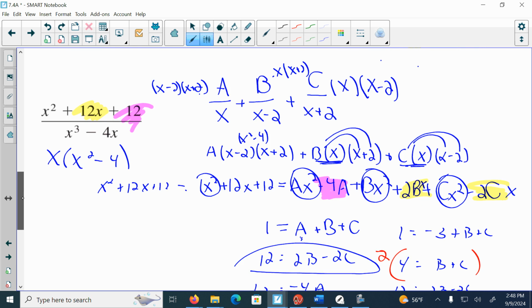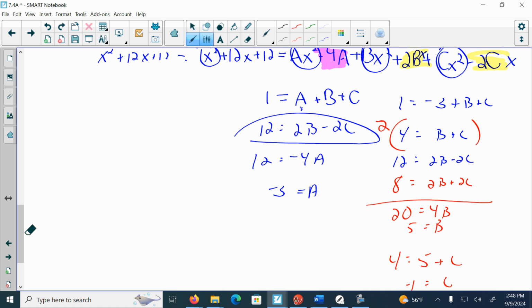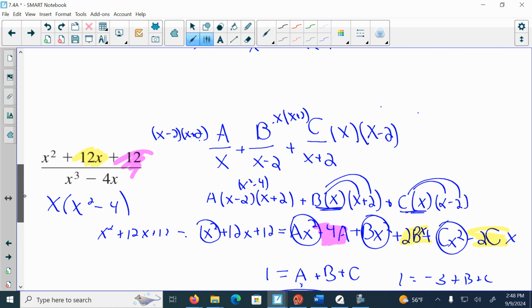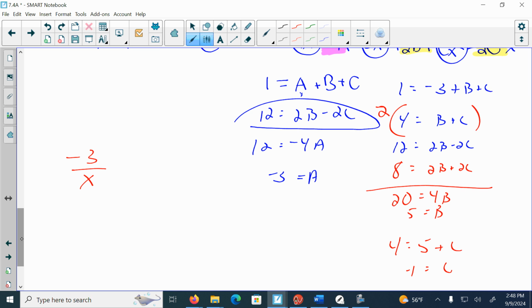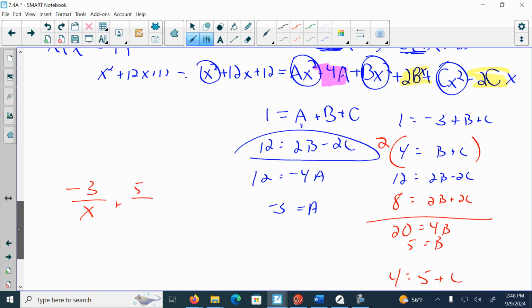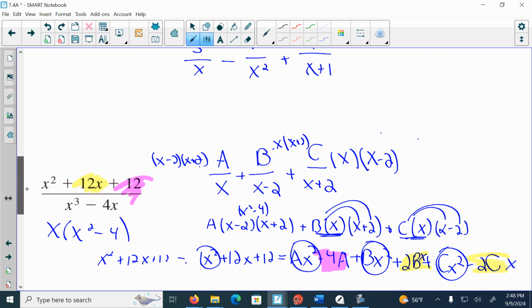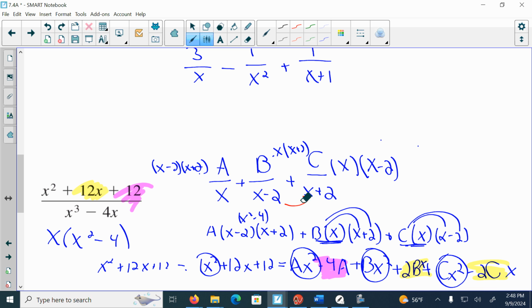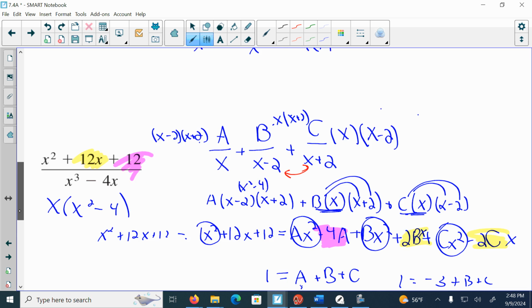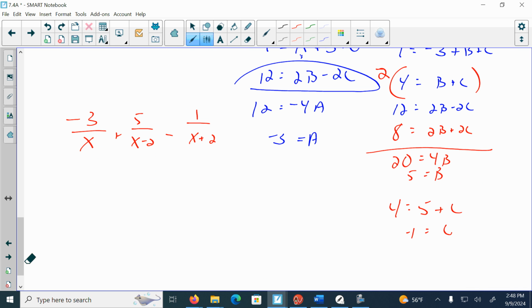So right in the back where I have them, my a is negative 3, so I'm going to have negative 3 over x plus 5 over x minus 2 minus 1 over x plus 2. Now remember, if you change the order of these two for some reason, and the x plus 2 had b, and the x minus 2 had c, then obviously the numbers down here in the work are going to look a little bit different.